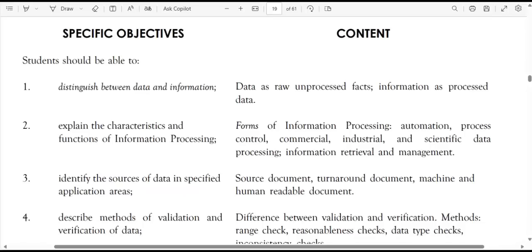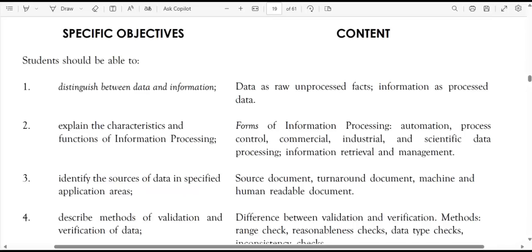Now, what do we mean by data as raw unprocessed facts? Raw data refers to unorganized, unprocessed facts and figures collected from various sources. It has no meaning on its own until it is processed or analyzed. Example, a list of numbers like 25, 40, 18, 52, just values with no context. A collection of names, dates, or survey answers not yet organized. So all those will be referred to as raw and unprocessed facts.